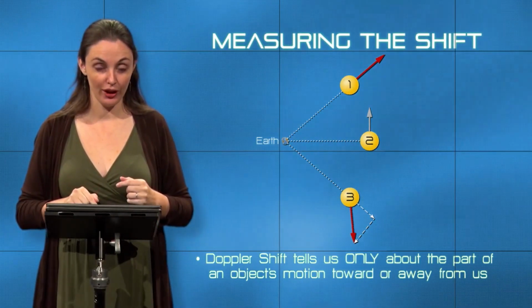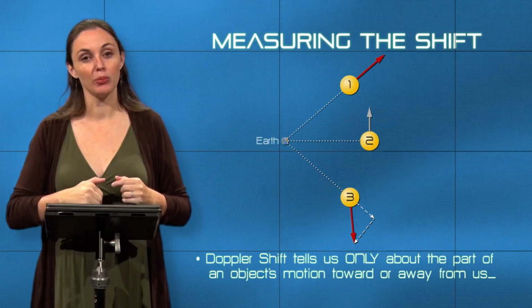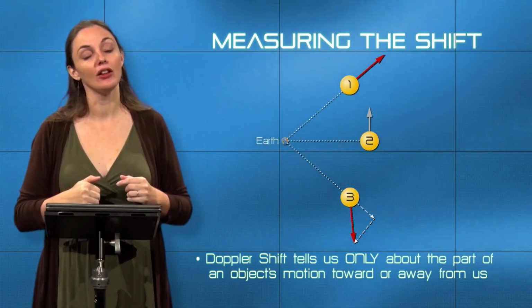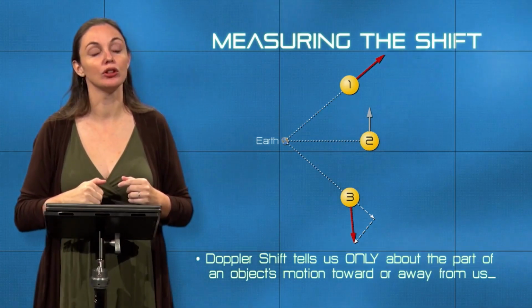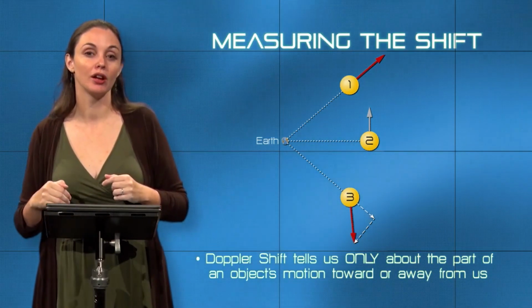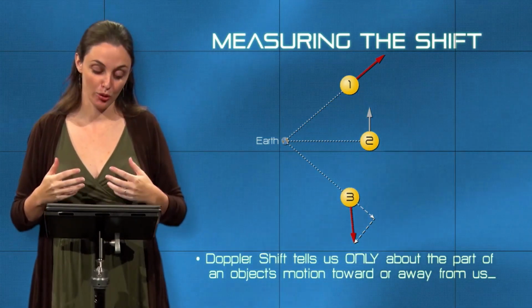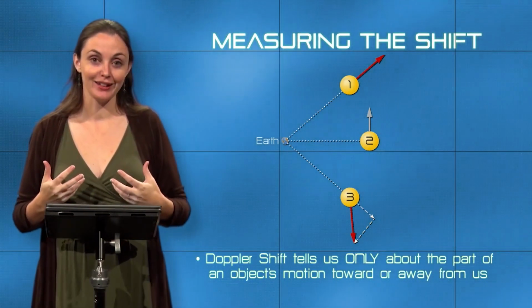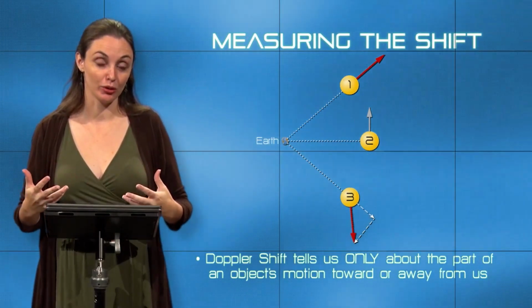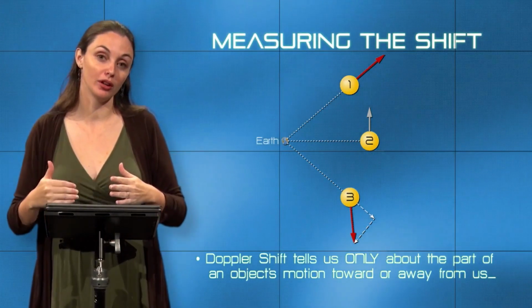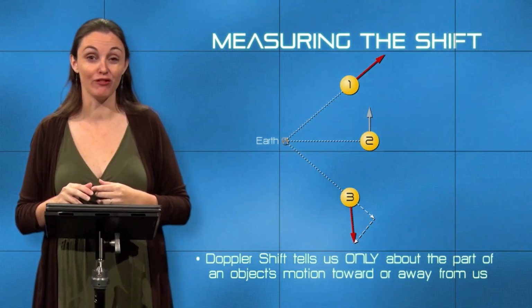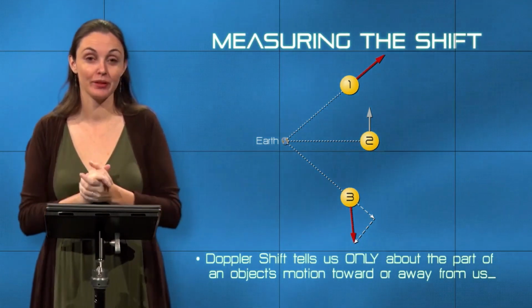In object 3, the object's moving away from Earth, but at an angle. So you can only tell that component of the object's motion that's moving directly away from Earth. It would be possible, for instance, to misunderstand exactly how fast the object was moving because you're only seeing one component of the object's motion. It might be moving faster than we originally thought.